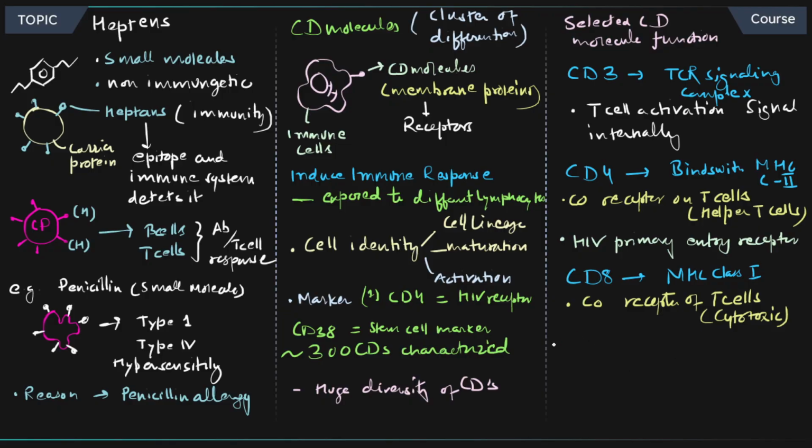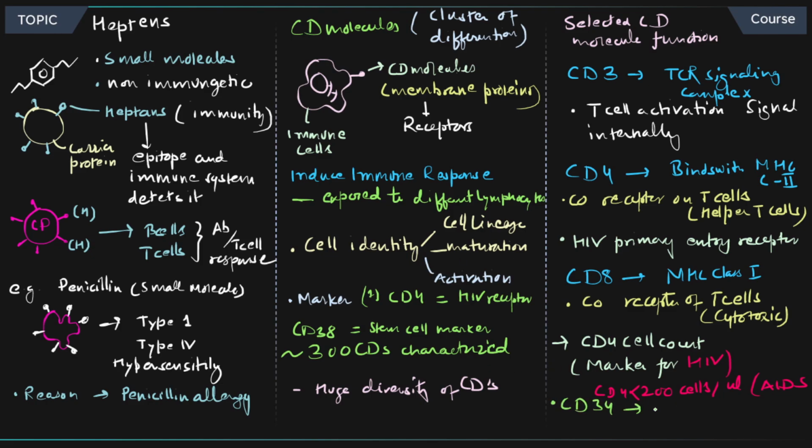CD4 cell count becomes a marker for HIV infection. It is a marker for human immunodeficiency virus, and the disease is also known as AIDS. So if you have a CD4 count of fewer than 200 cells per microliter, that is the indication that AIDS could be there. CD34 is the stem cell marker. Then you have CD54, which is an NK cell marker. You have CD19/20, which is the B cell marker. There are so many. I want you to please go and remember most of them.